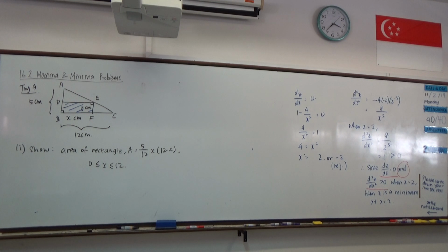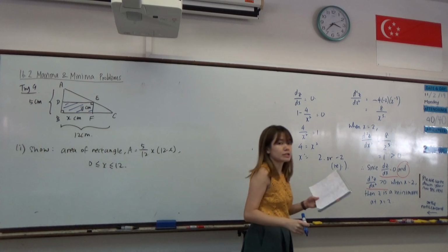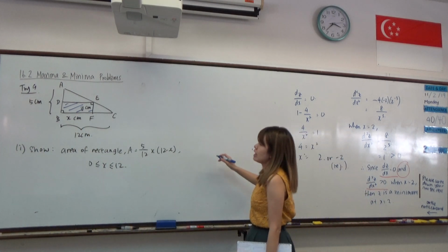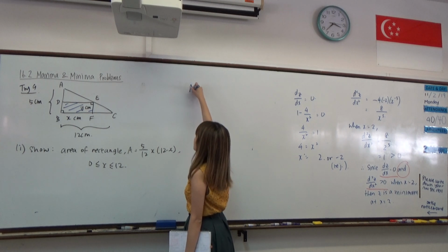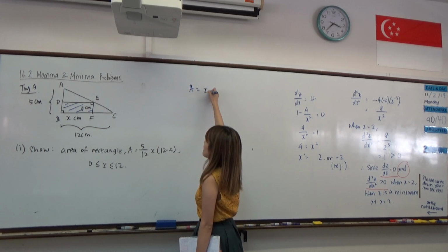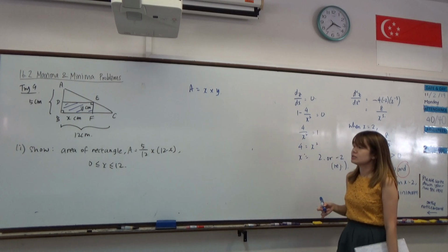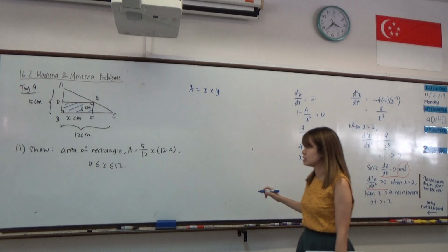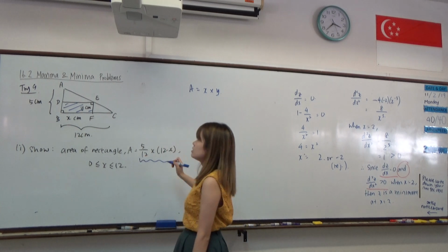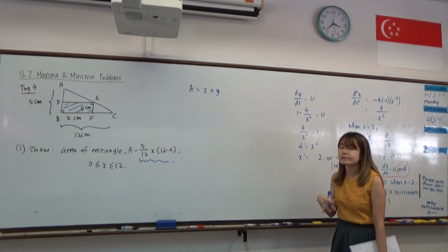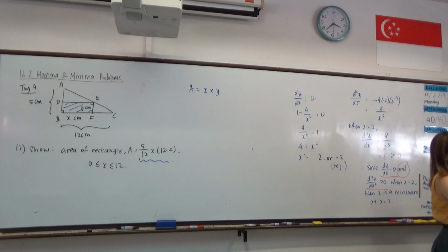Okay, so we're trying to show this part, the area of this rectangle. Right? So how should we go about doing that? Okay, we know the area of the rectangle just by looking at the variables that are given. That will be x times y, right? But our challenge here is that we want our answer to be in terms of x. So we need to express our y in terms of x. How should we go about doing that?